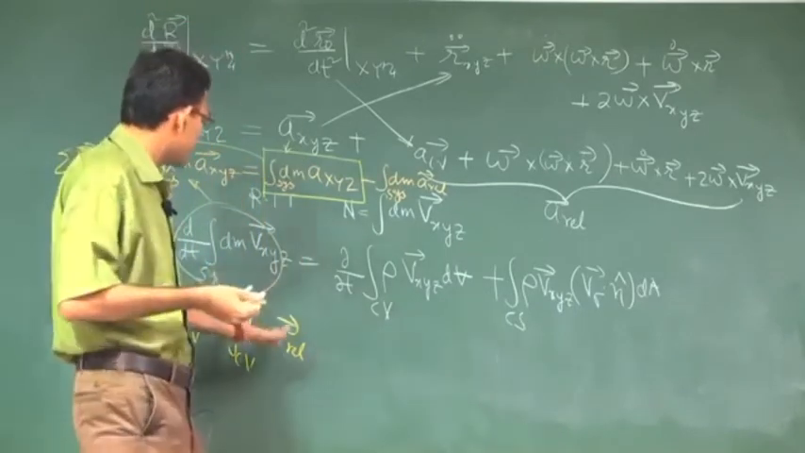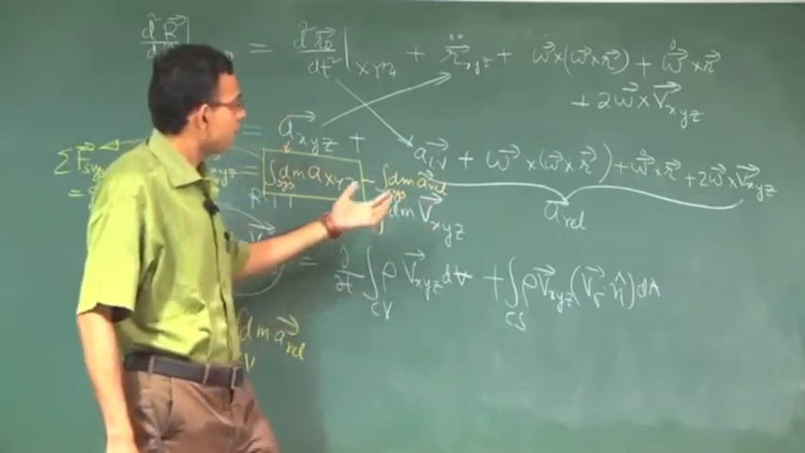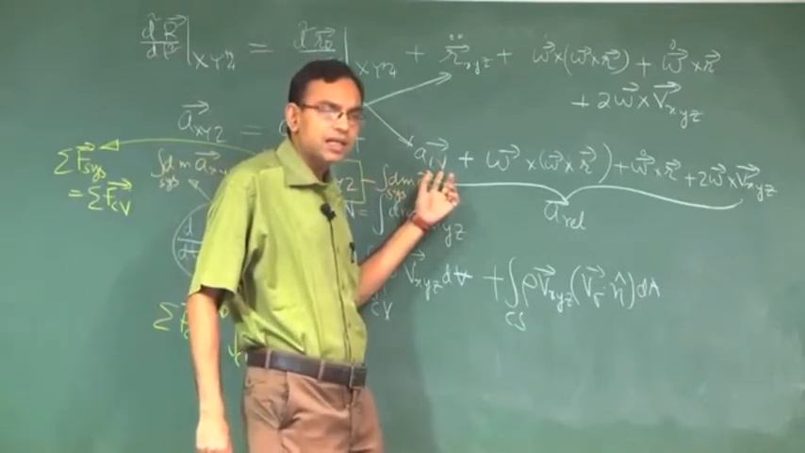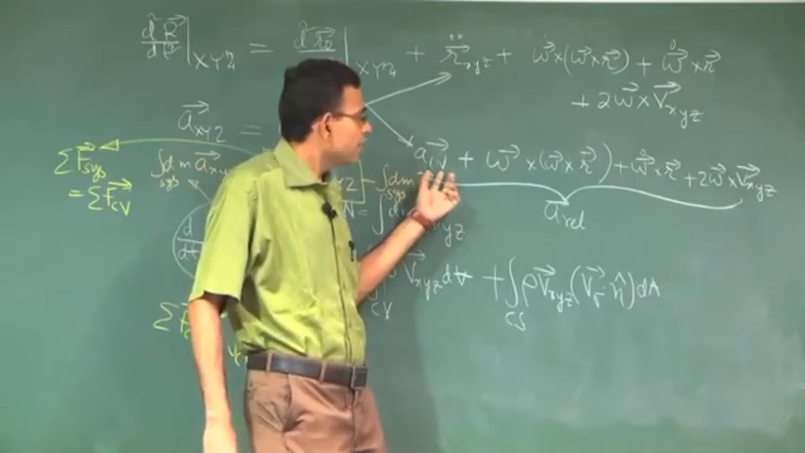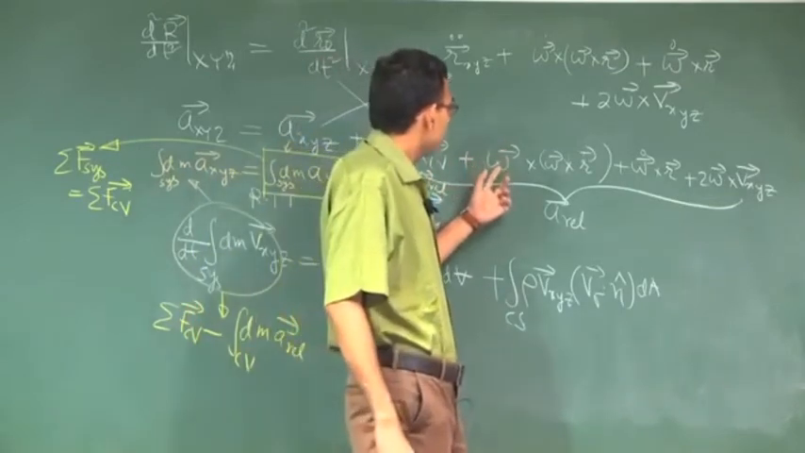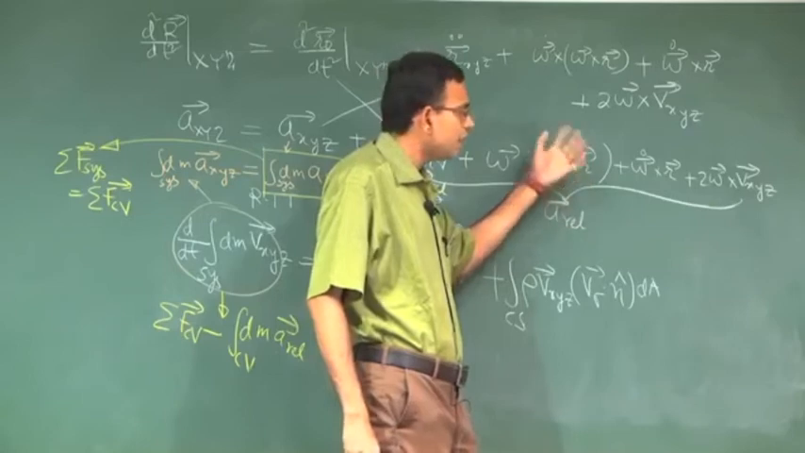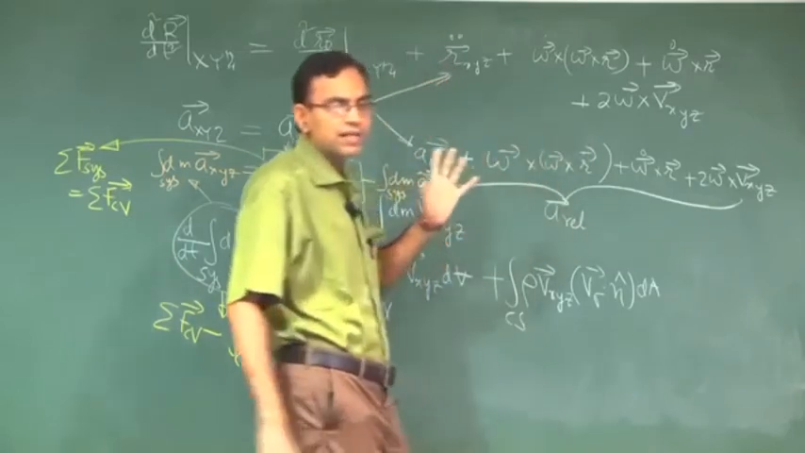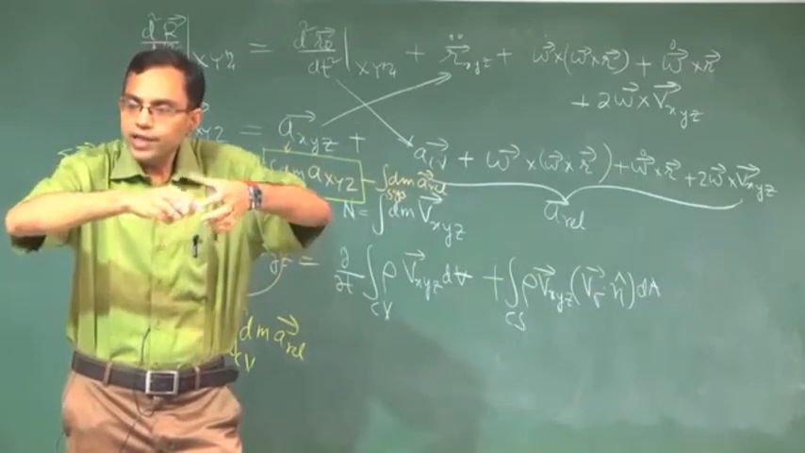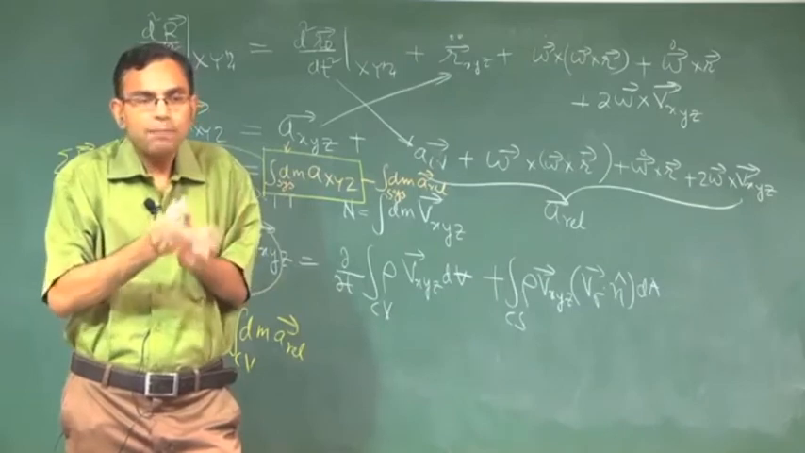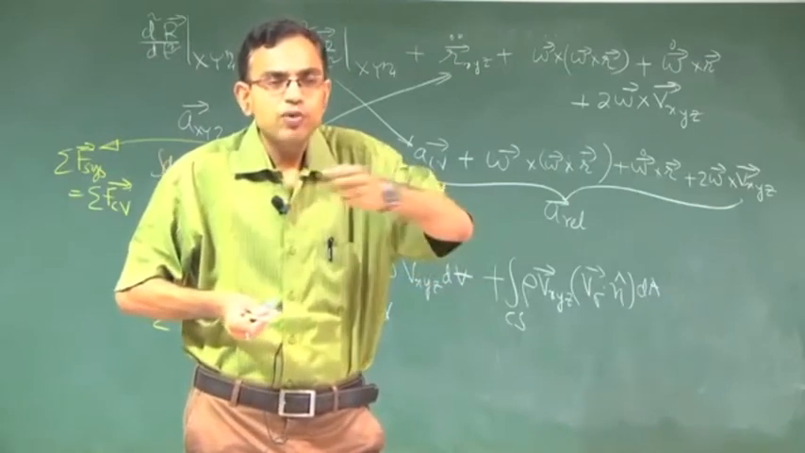So this pseudo force is a combination of what? One is the linear acceleration of the control volume, so minus mass into acceleration, then minus omega cross omega cross r integrated over the mass. So this is called the centrifugal force. So if you are located on a rotating reference frame, then you will feel that there is a force which is trying to move you radially outwards.